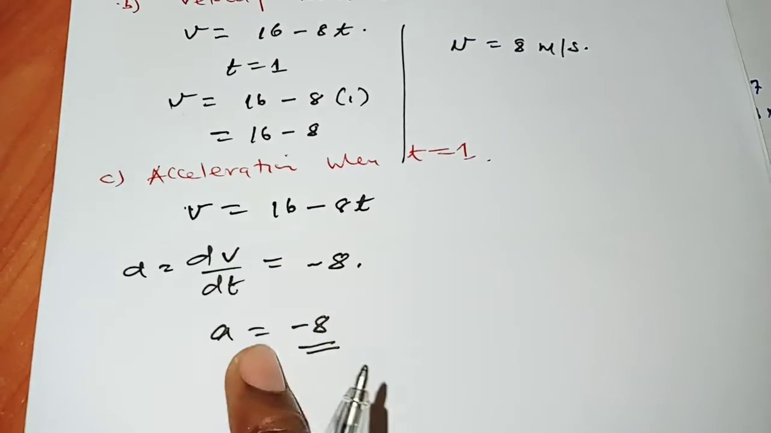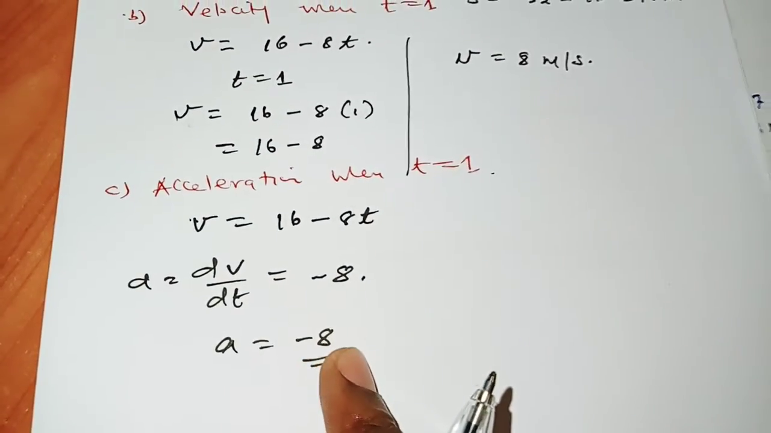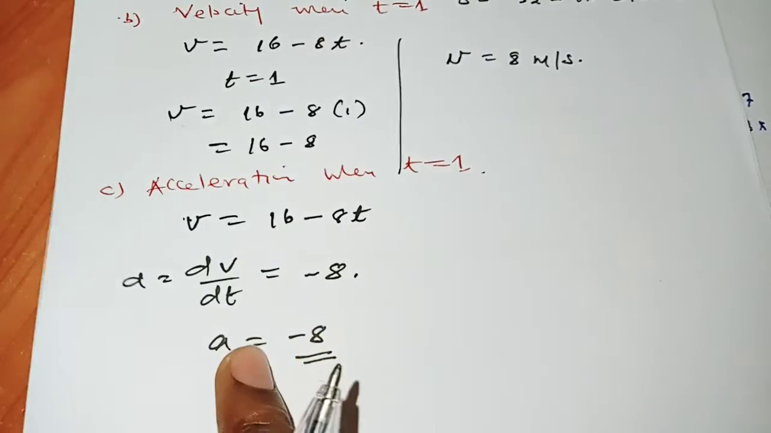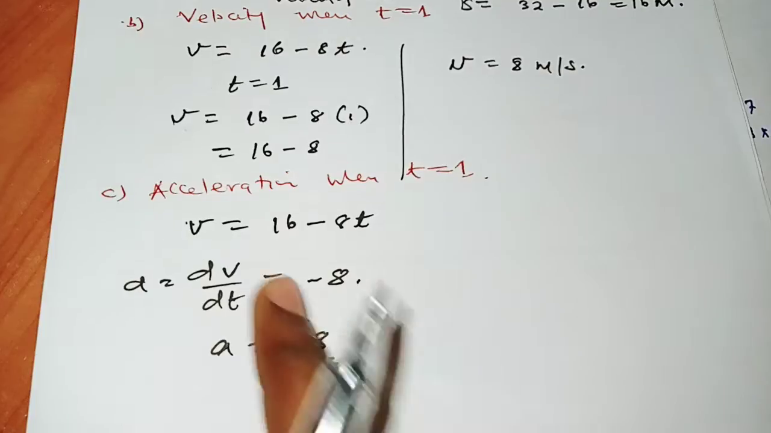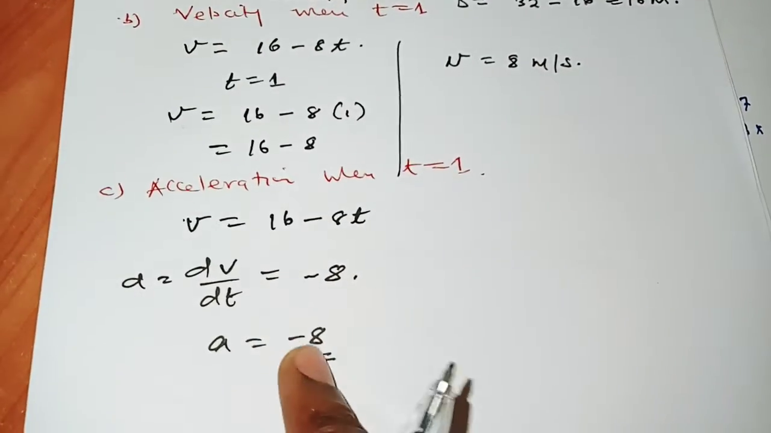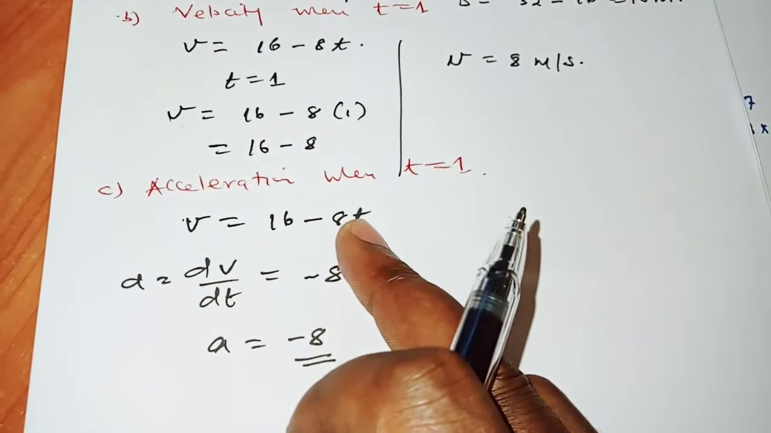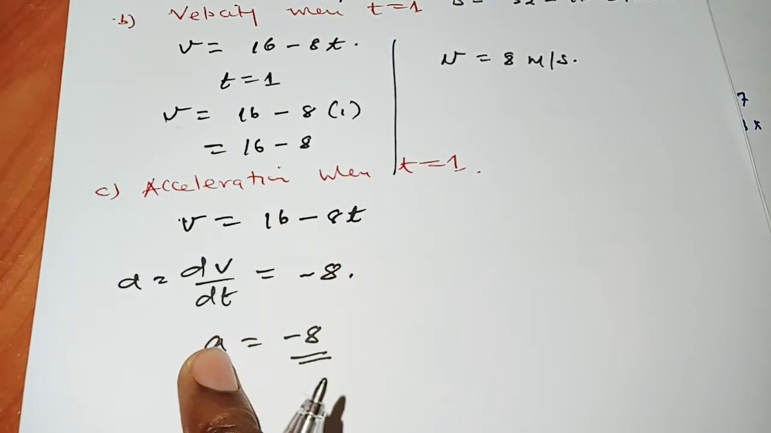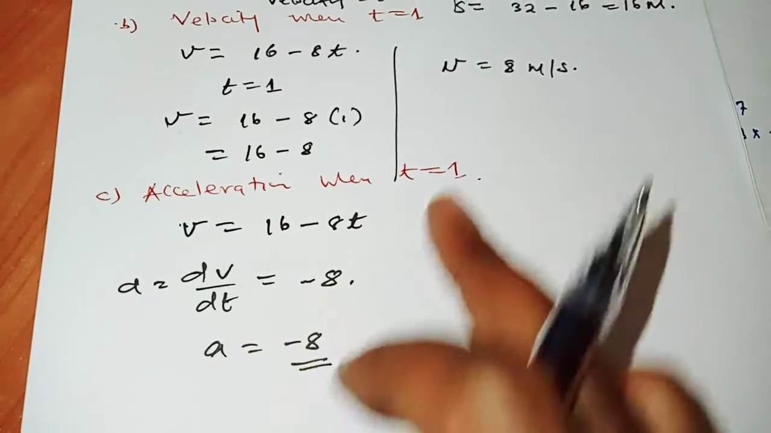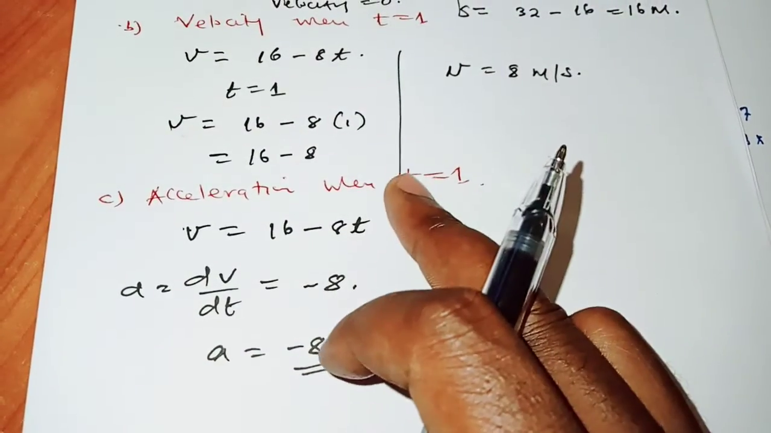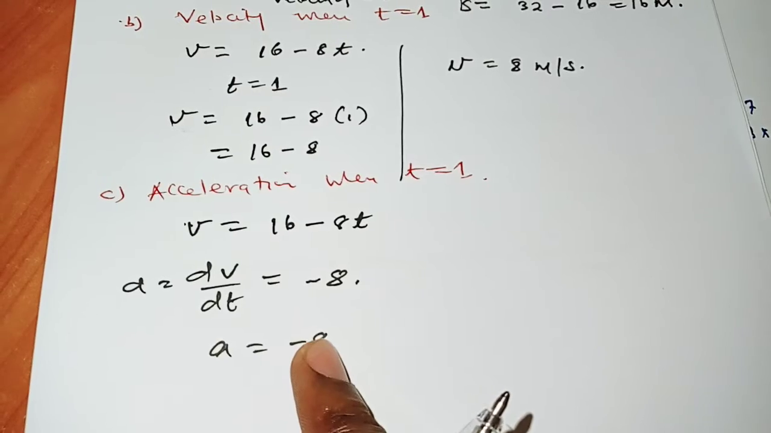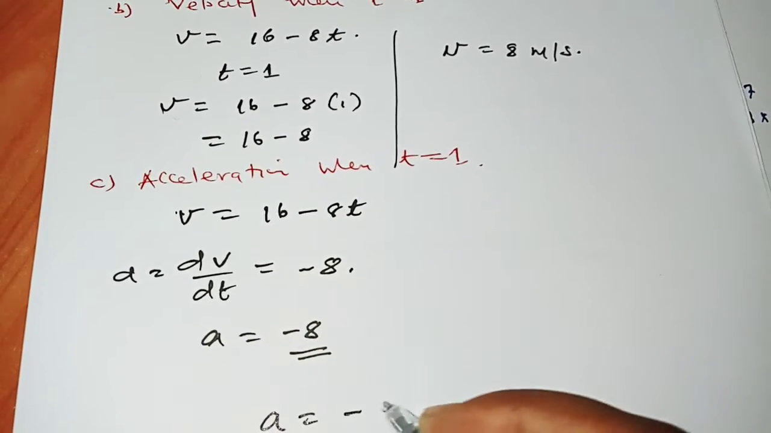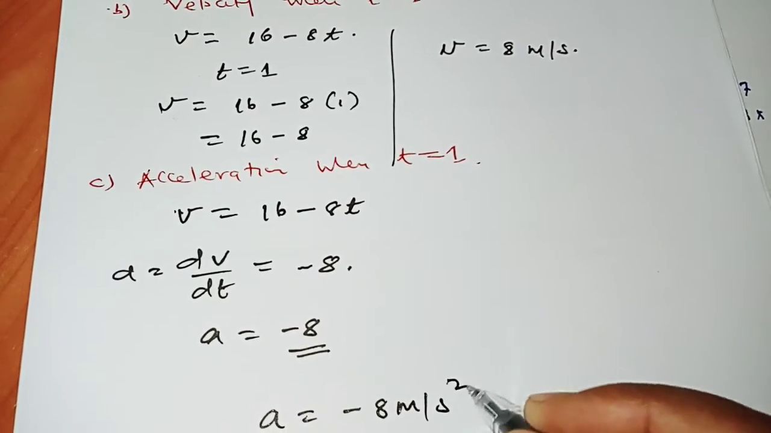And since this acceleration is independent of t, it doesn't matter what t is, because acceleration is always equal to minus 8 from the function given. After we differentiate 16 minus 8t, we get minus 8, meaning that this acceleration function is independent of time. So irrespective of whether time is 1 or what, acceleration is minus 8. So we have a equals minus 8 meters per second squared.